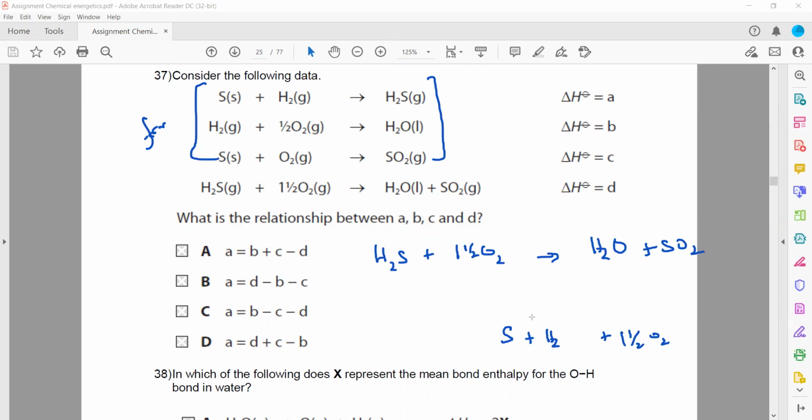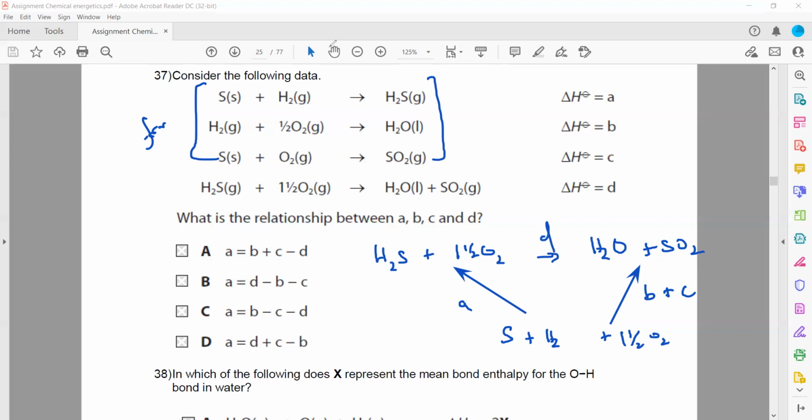If hydrogen and sulfur react with each other, they form hydrogen sulfide. So that is called A. If hydrogen and oxygen react, it gives water, so that is the formation of water, B. Or sulfur and oxygen react to form sulfur dioxide. That is the formation of sulfur dioxide, or C. And the reaction that is given is D.